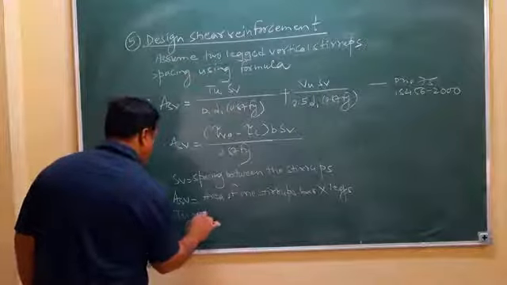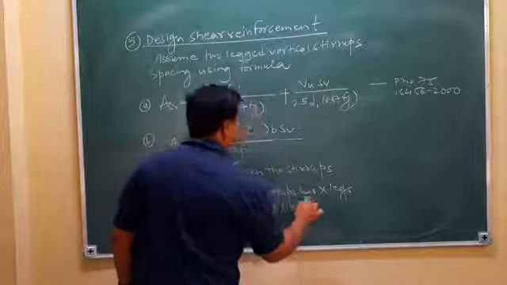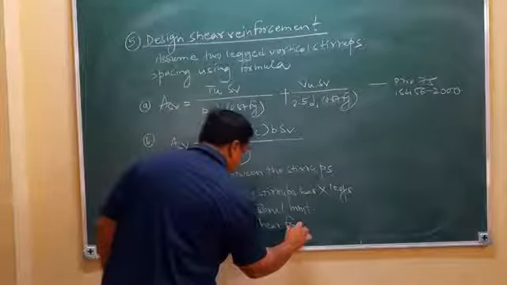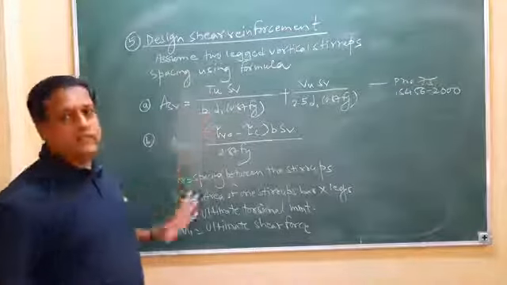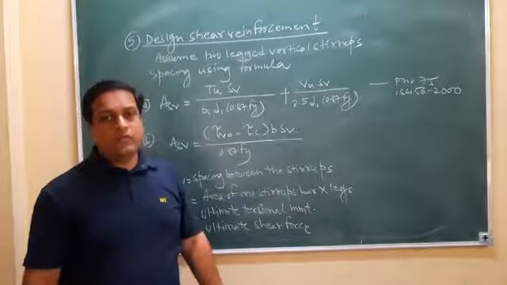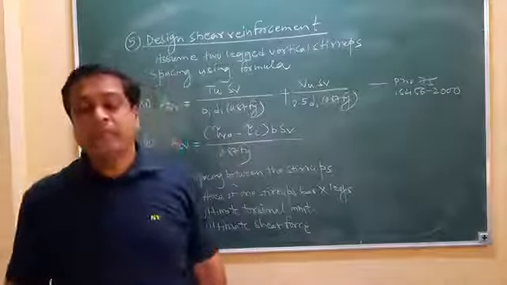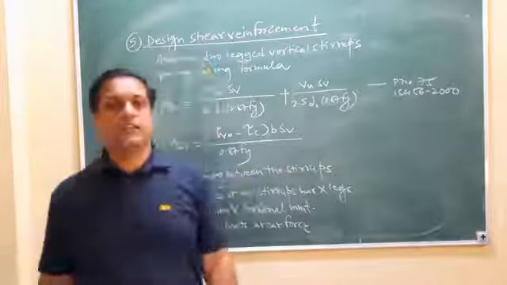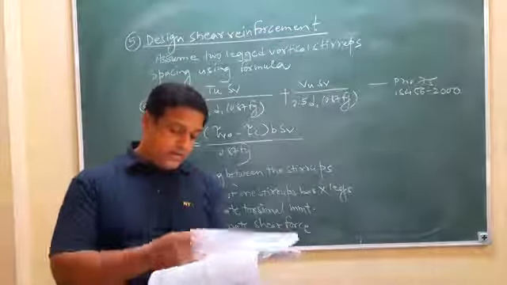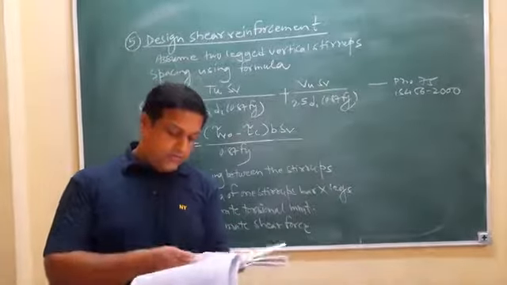So, Tu is the ultimate torsional moment and Vu is the ultimate shear force. Now what are b1 and d1? I will tell you. As per IS 456, you have to find out the spacing between the two stirrups using this formula. But the spacing between the two stirrups should not be more than some value, which is referred from page number 48. Now I am going to page number 48. Yes, page number 48 is here.